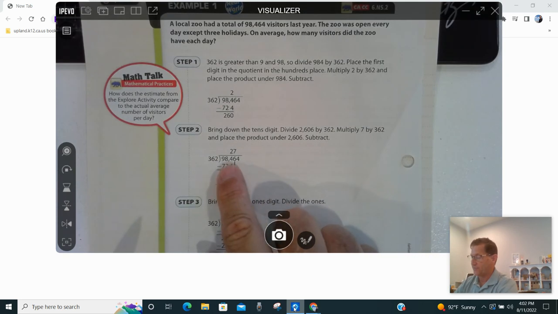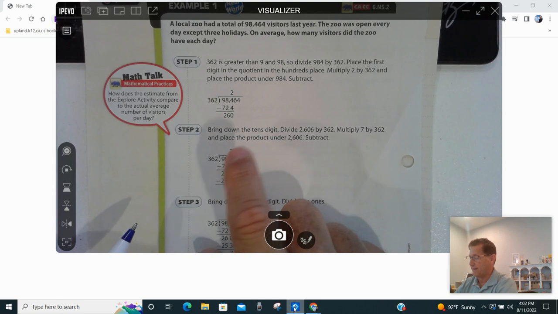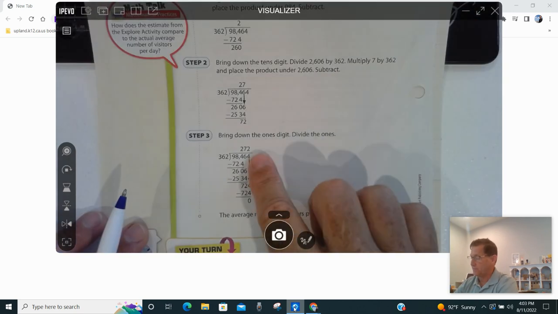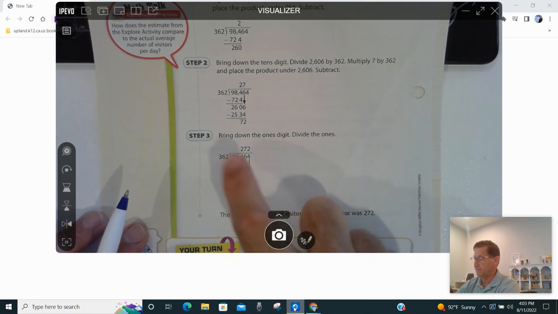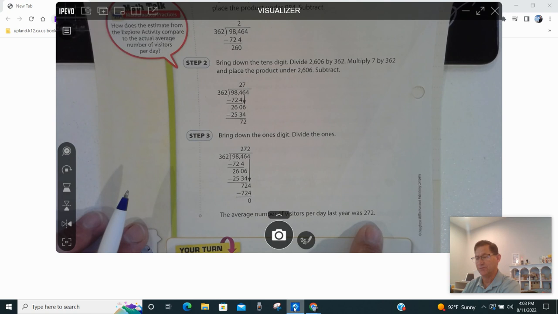How many 362s are in 2606? About 7. 7 times 362 is 2,534. Subtract, we're left with 72. And our last step is to bring down the 4. So 724 divided by 362. That's going to be 2. So the average number of visitors per day last year was 272.